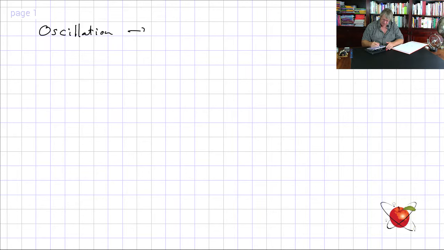A wave also oscillates. It moves. If you've ever stood at the end of a jetty and watched the waves going past, you'll see them moving past you in the sea. So oscillation is a movement. What is a pulse?